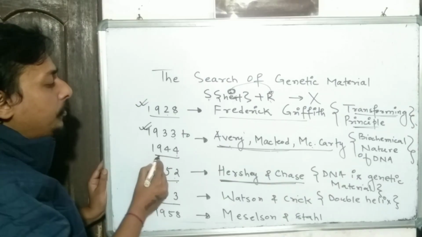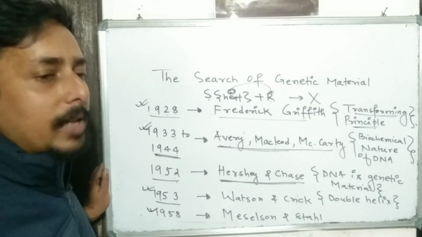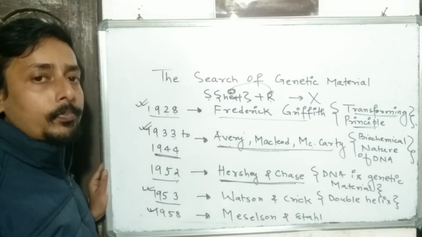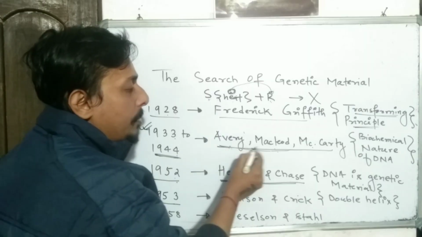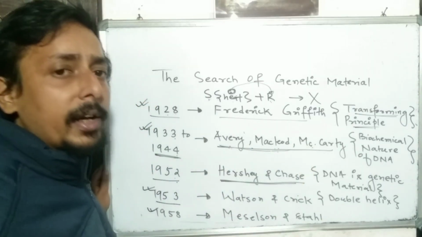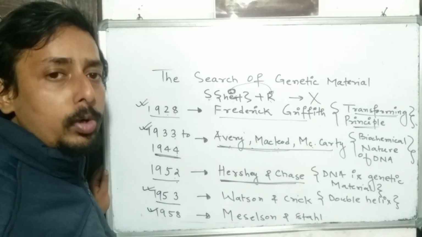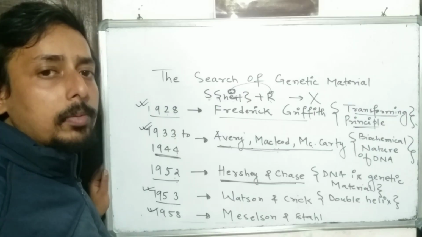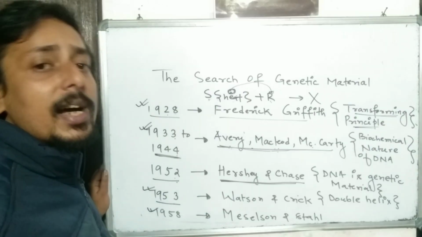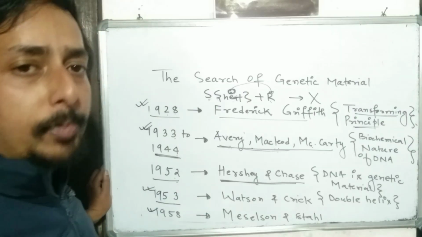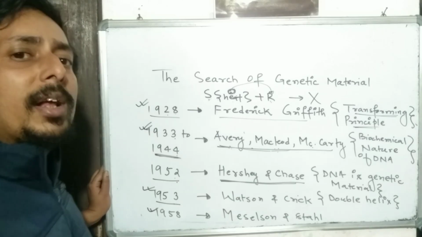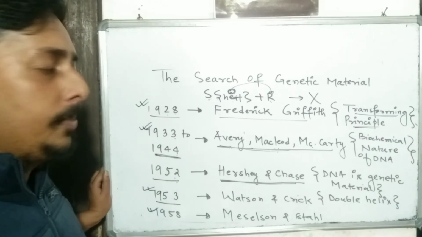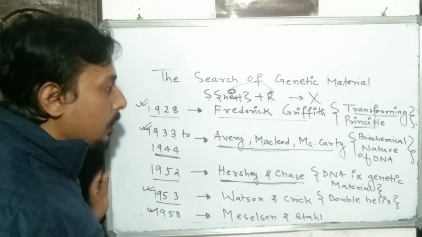People before 1944 used to believe that genetic material is protein. By these experiments, these three scientists have proven that no, it is not protein. It is not any kind of sugar. It seems to be the DNA. How they experimented, what were the foundations of their experiment, let us understand.